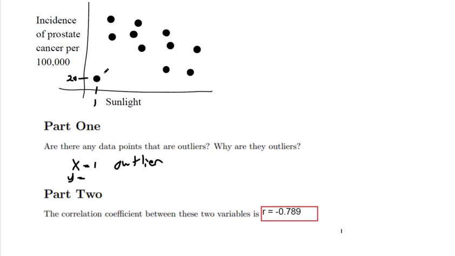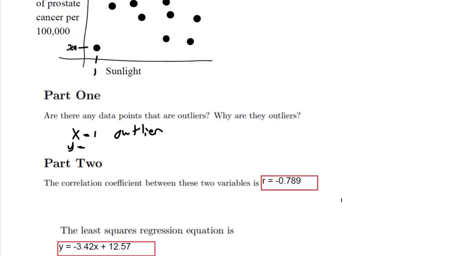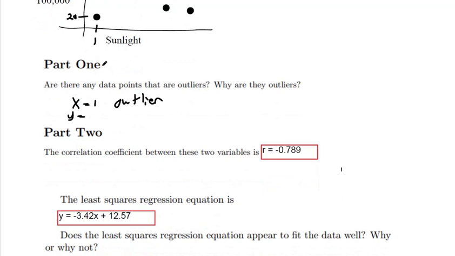And why are they outliers? You could just say because they're outside the trend line. Outliers, there's not a specific formula. There are some people who use a formula, but there's not a mathematical definition that is widely accepted for outliers. So it's just anything that's outside the trend.